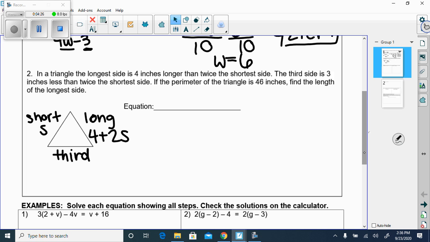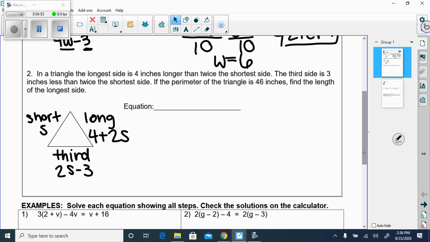Then it says the third side is 3 inches less than twice the shortest side. Twice, we already said, means times 2, so we got twice the short side, and 3 inches less than that. Less means minus. So now I have all of my sides set up the way I need them.